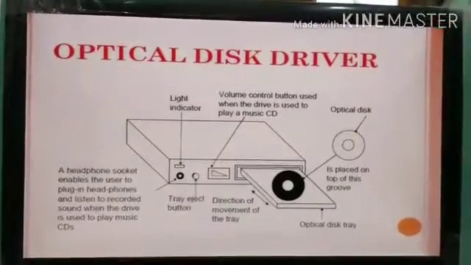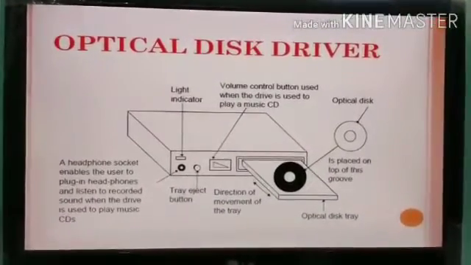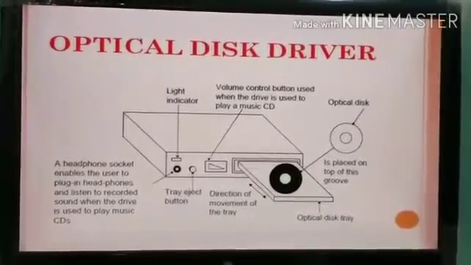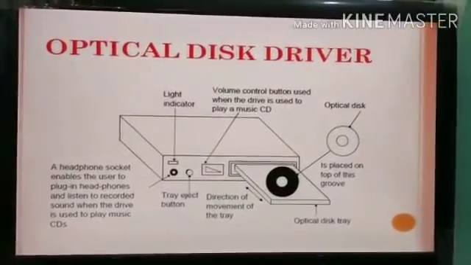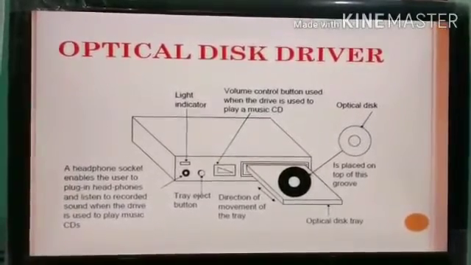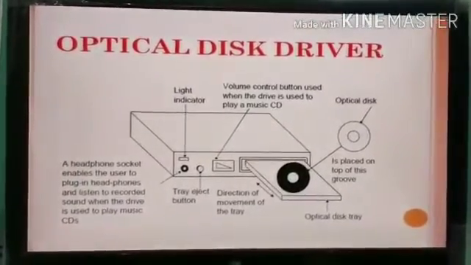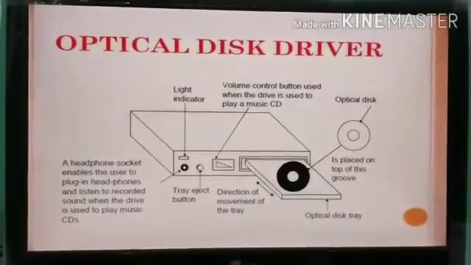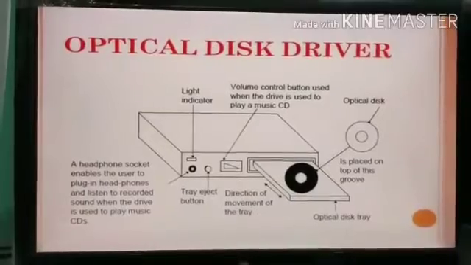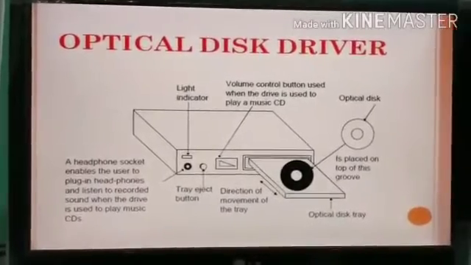Here you can see the optical disk drive we require, and we have to connect this disk drive to our computer system. This disk drive has some buttons. There is a tray on which we have to put an optical disk, and by using the laser beam, this disk drive is enabled to write contents on that disk or to read contents from that disk.